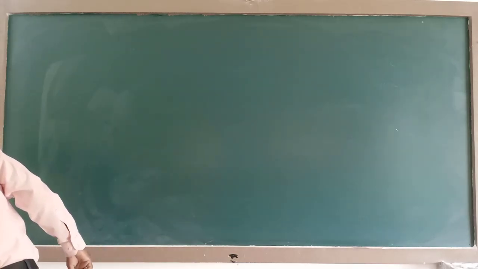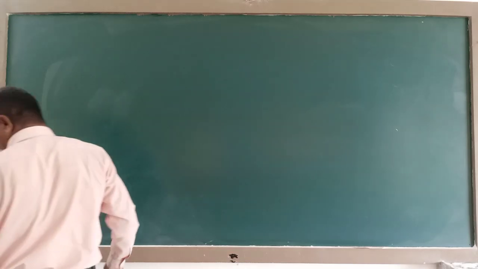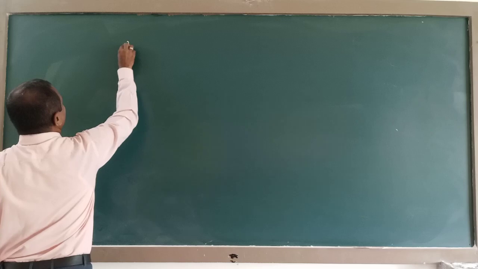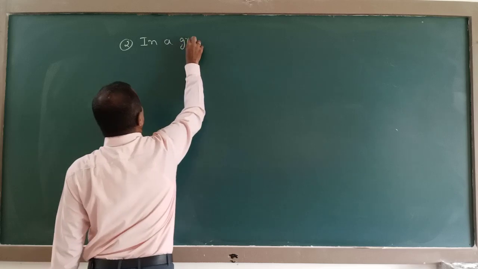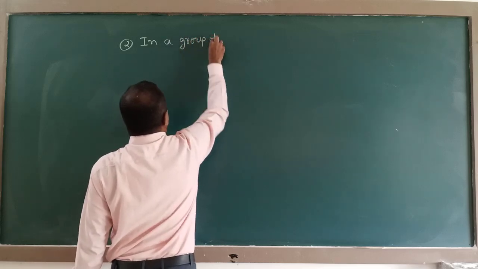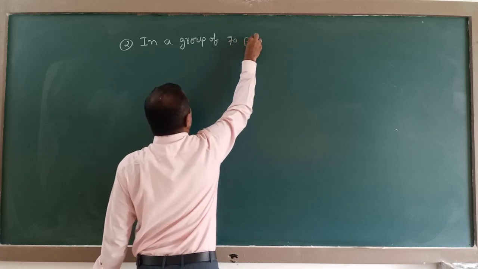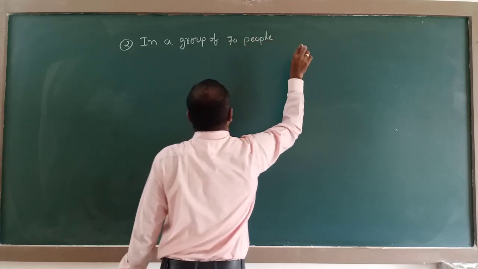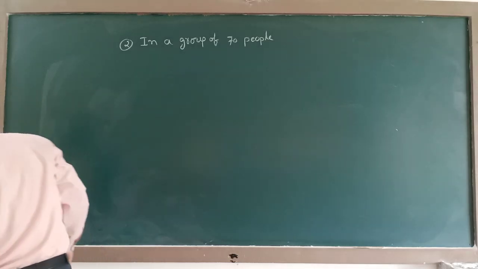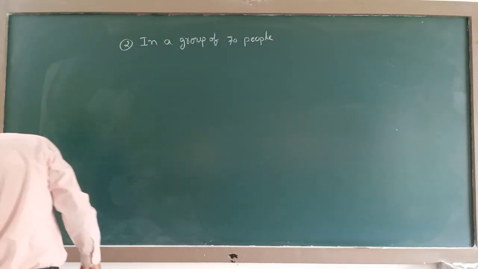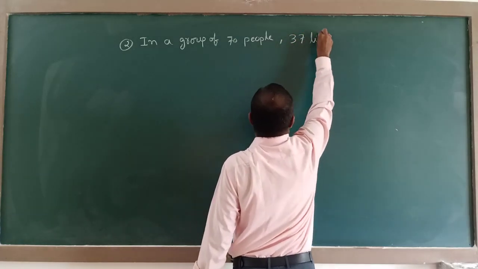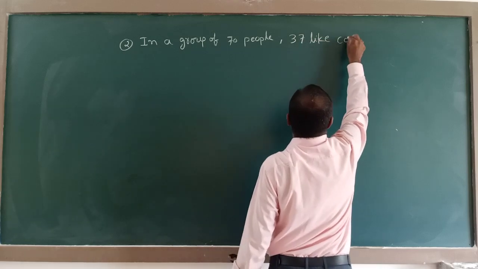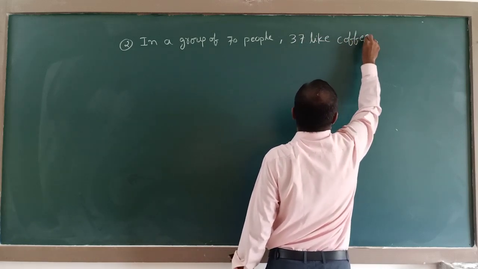Next one is: in a group of 70 people, 37 like coffee.